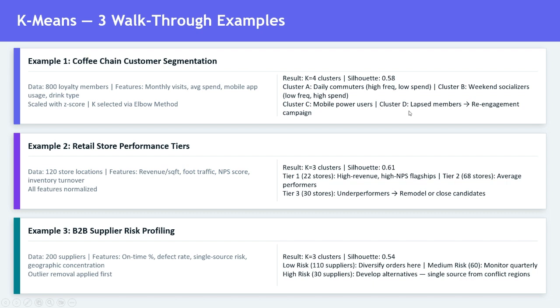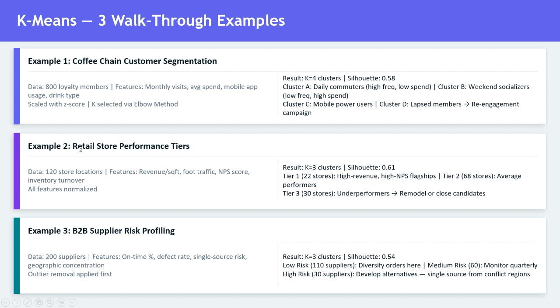And cluster D, we have power users, lapsed members, re-engagement campaigns. So these are some other things we didn't go into. They didn't go into the variables here, but these are some very useful insights, and then they labeled them so that we could get some understanding and context about how they're labeled.